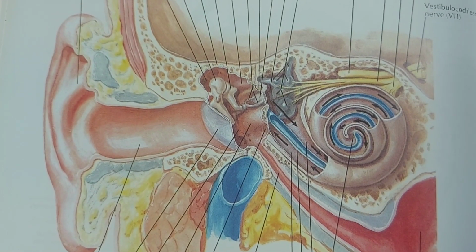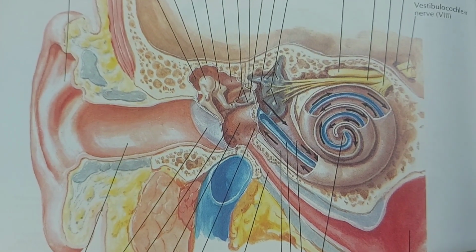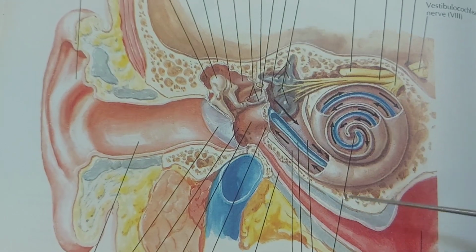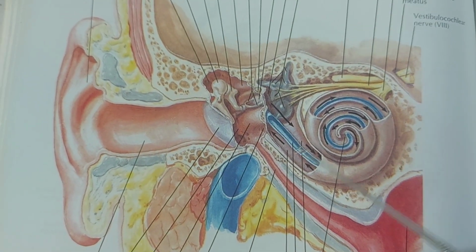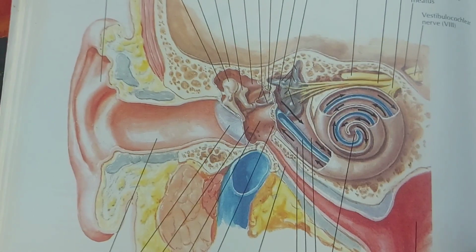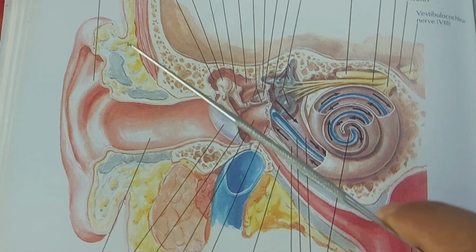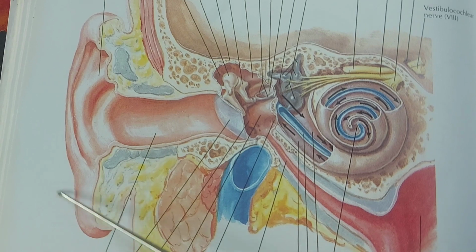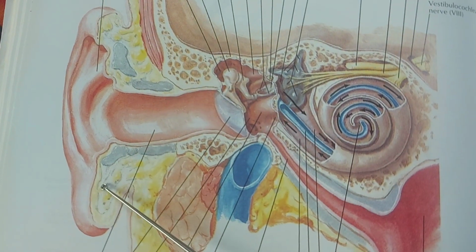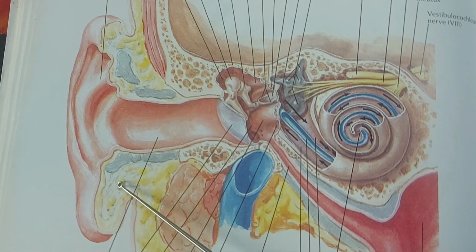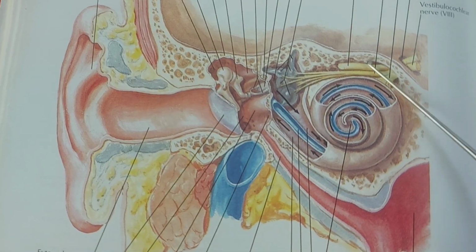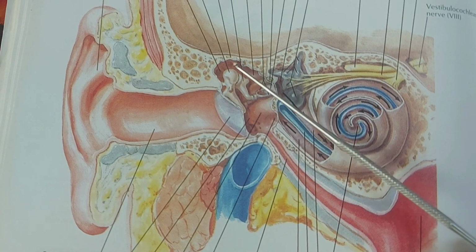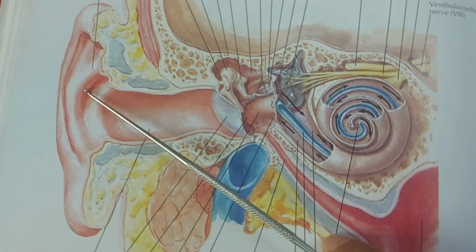Here is a section through the temporal bone where we can see the different parts of the ear. But normally we see this part of the ear and usually it is called the ear. But the organ of hearing and equilibrium consists of three parts: this inner part, the middle part, and the outer part.